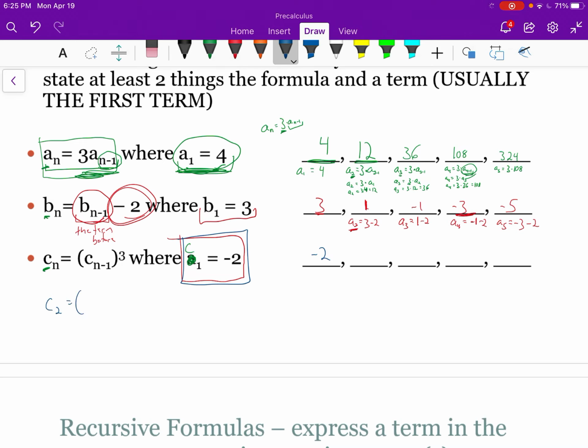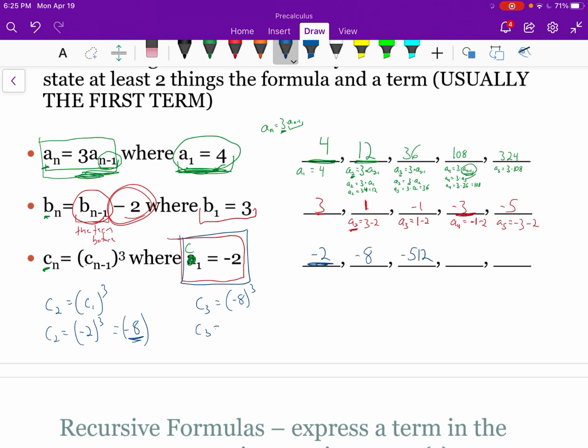Our second term is going to be the term before it, so I'm going to go back to this notation, cubed. So our second term is simply going to be our first term cubed, which is -8. Our third term is going to be the second term, which was -8, cubed, which I believe is -512.